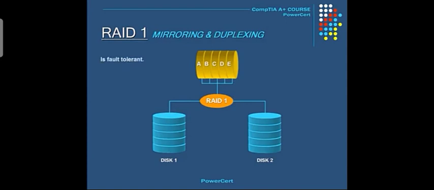Now RAID 1 is fault tolerant. In a RAID 1 setup, the data is copied on more than 1 disk. So disk 2 would have the exact same copy of the data as disk 1. So in the event of a single disk failure, then no data loss would happen, because the other disk would have a duplicate copy.